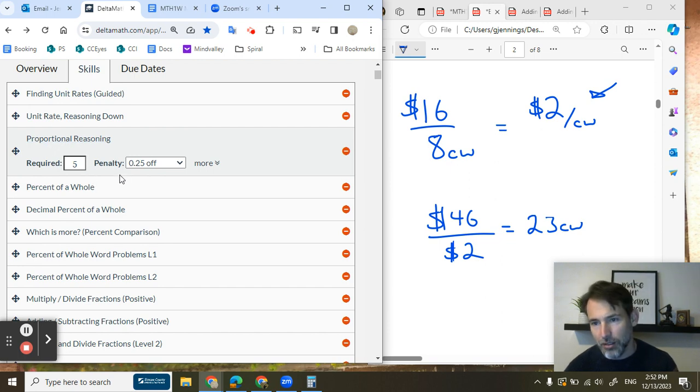Okay, so those are great questions. You want to practice them. Percent of a whole and decimal percent of a whole, and which is more? Percent comparisons and percents. So let's take a look at percents. And we're going to do rapid fire on these skills. You want to know how to do this. It's not as important for your grade 10 success, but you should know how to do this.